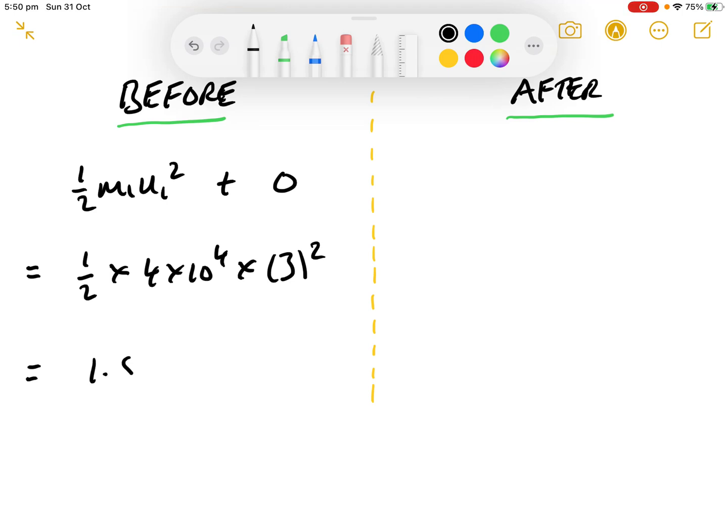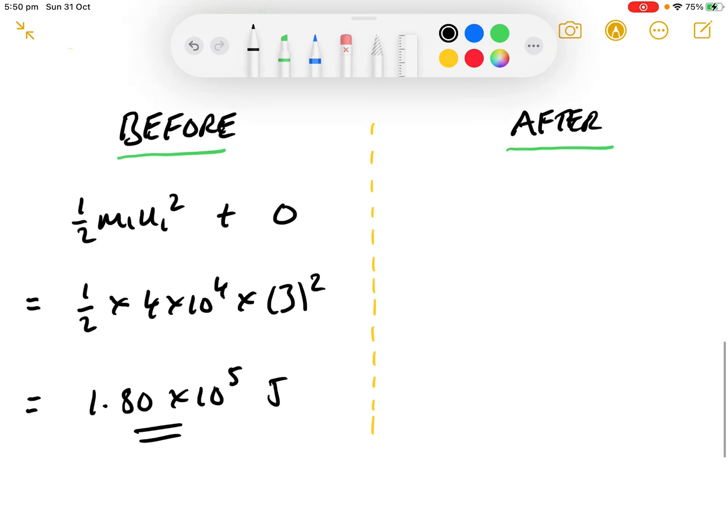So all of that turns out to be 1.80 times 10 to the 5 joules. So the incoming wagon has 1.8 times 10 to the 5 joules of purely kinetic energy. Now let's see what we've got after the collision.